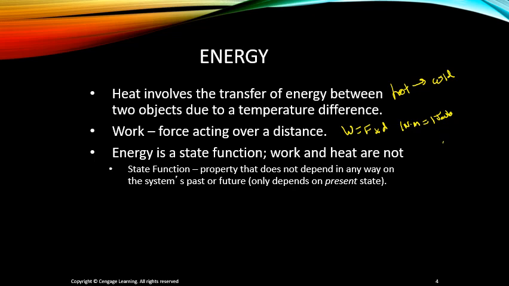So when we look at energy itself as a combination of both the heat and the work, energy is what we define as a state function. Work and heat individually are not. So a state function is defined as some type of property that does not depend in any way on the system's past or future, only depends on the present state. So we'd want to look at the initial and the final positions for a state function. The path that they take to get there is irrelevant.